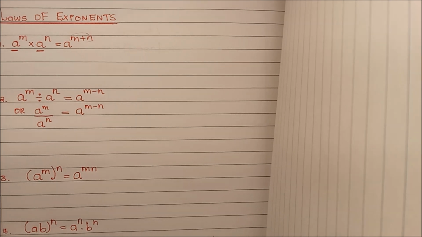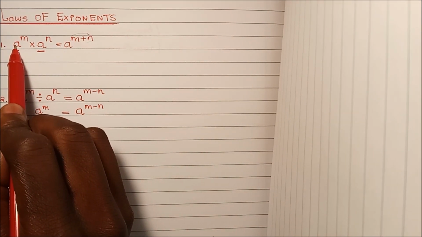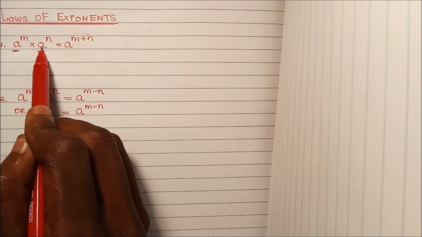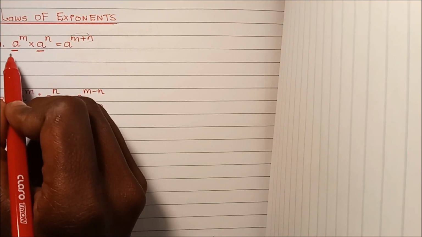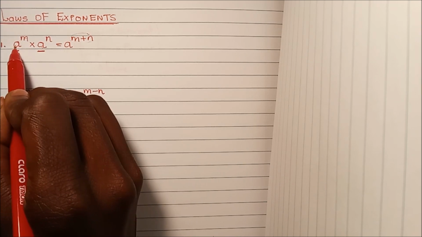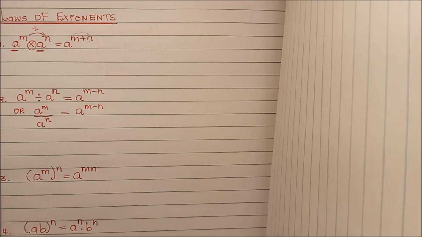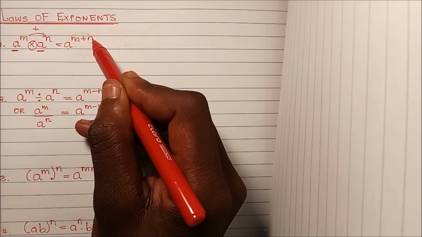So now in the previous video, what we learned is that this a is the base and m is the exponent, and then a is also a base and n is an exponent. So now what the law says is that if the bases are the same and the middle sign is multiplication, then we will add the exponents. So that is why here we have a to the power of m plus n.